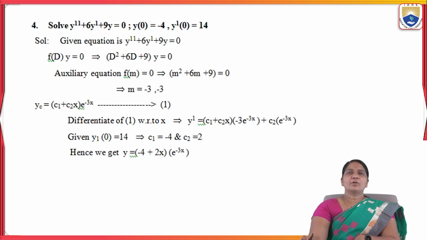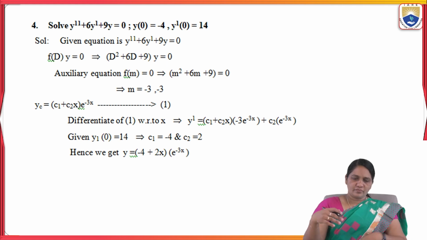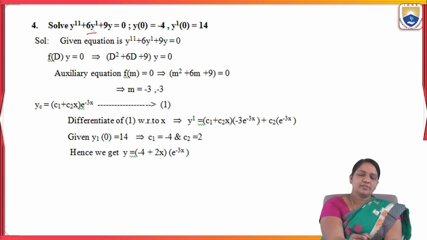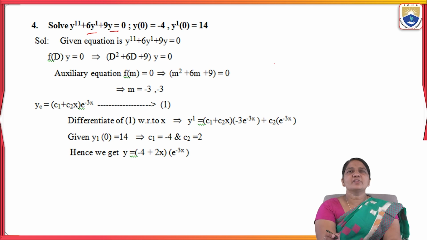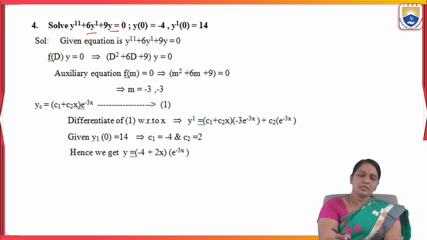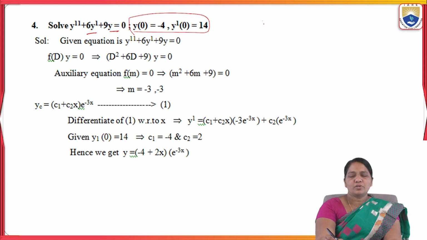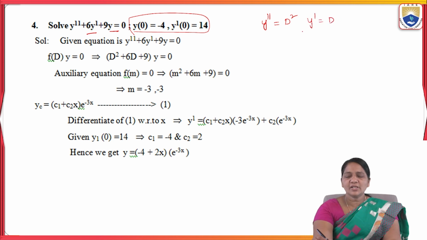So we are moving with one more example here. So here we can observe the question. Solve y double dash plus 6y dash plus 9y equal to 0. Here, what is the difference between the previous problem and this problem? Here, they have given the conditions also. So the first difference is, here we are having a double derivative. I mean, y double dash is nothing but D square. Y dash is nothing but D. So based on this, we are going to write the f of D form here.